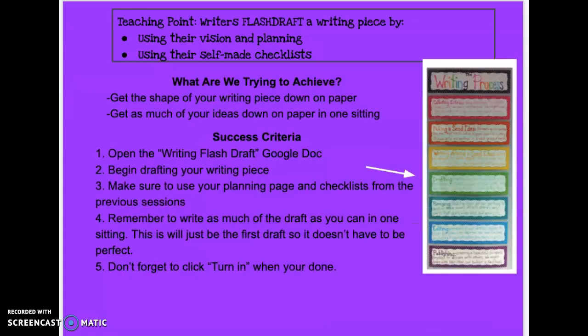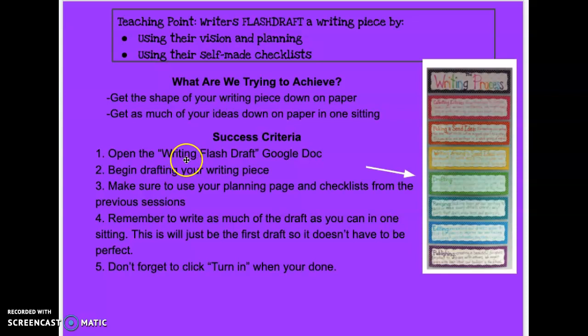Okay? What are we going to do? What are we trying to achieve? We want to get the shape of our writing down on paper. We want to get as much ideas as we can on the paper in one sitting. How are we going to be successful today, guys? We're going to open up our writing flash draft Google Doc. Everyone has a copy. And you're going to begin drafting your writing piece.